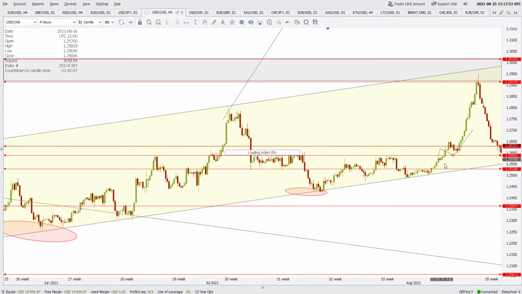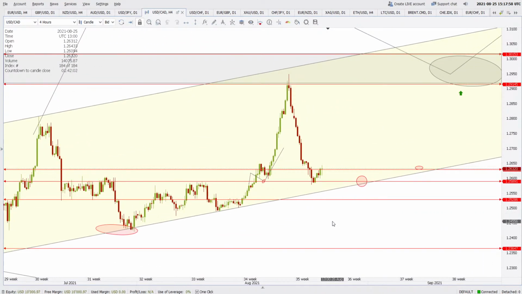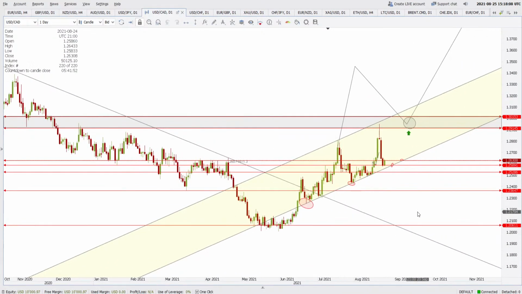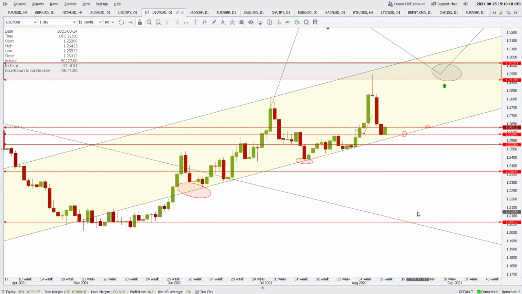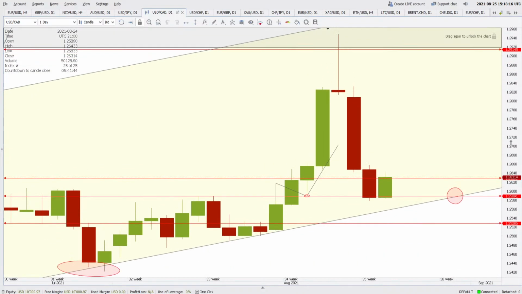USD CAD was falling very sharply, but the price has already found support at around 1.2589. This is what I'm showing you on the 4-hour. On the daily, you will see some sort of, okay, not a bullish pin bar, but an inside bar, my friends. Today's daily bar is an inside bar.